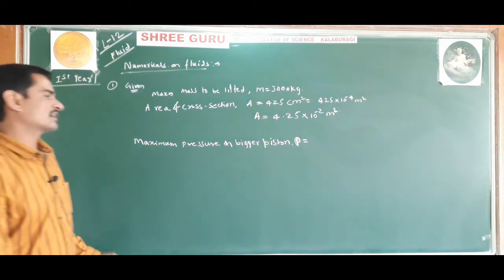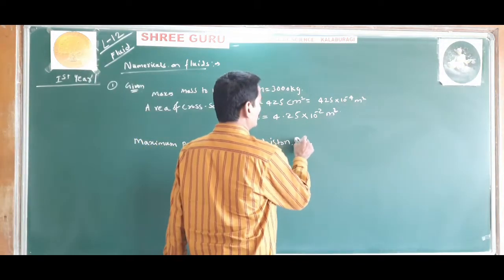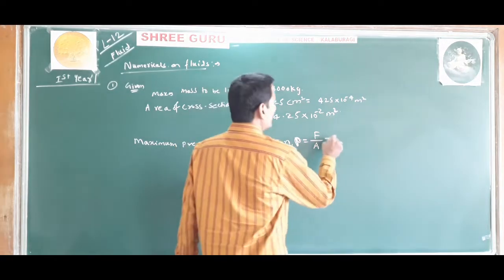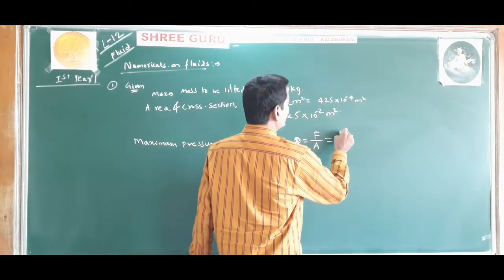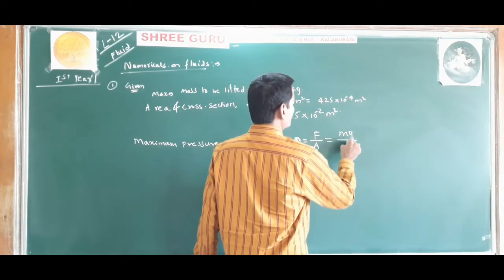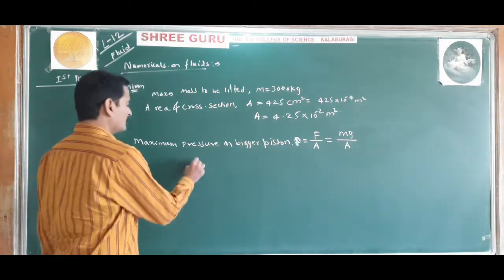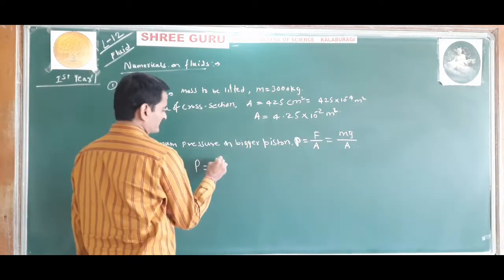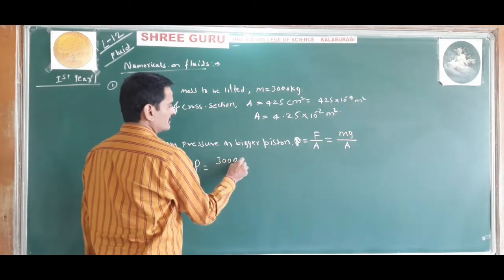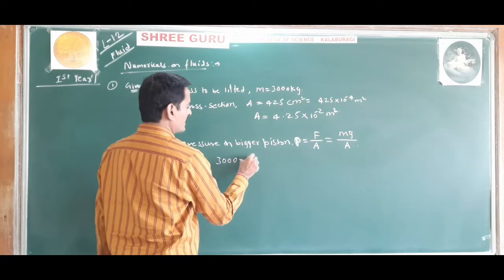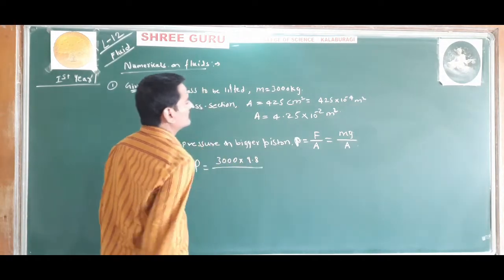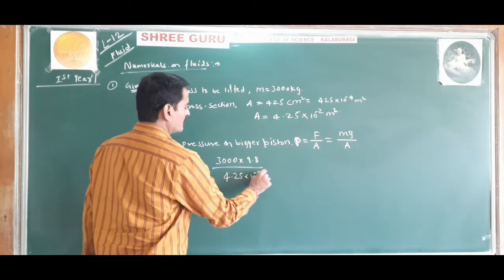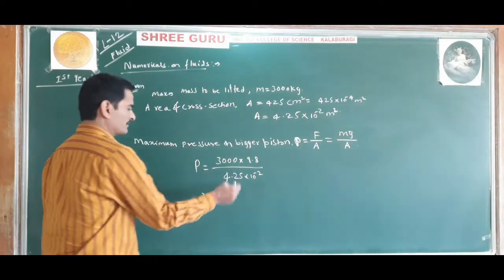So the maximum pressure on the bigger piston, that is P is equal to F divided by A, that is force divided by area, and force is nothing but the weight of the car, and weight of the car is mg. So P is equal to mg divided by A, where the maximum mass of the car is 3000 kg into g, that is 9.8, divided by the area of cross section, that is 4.25 into 10 to the power minus 2. So now do the calculation.